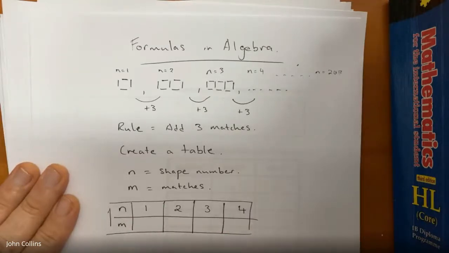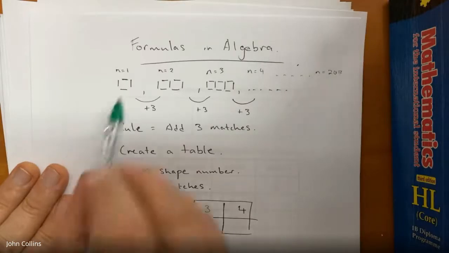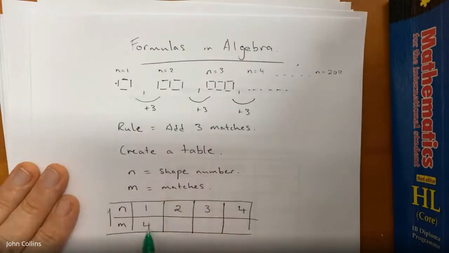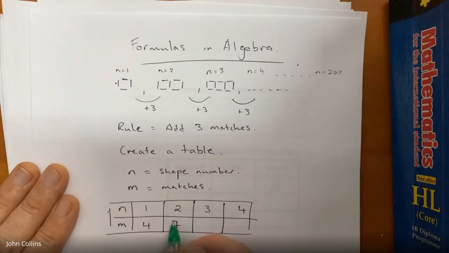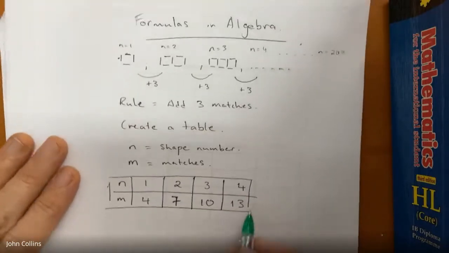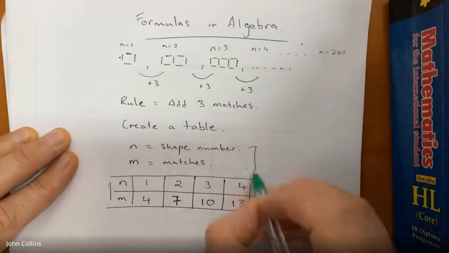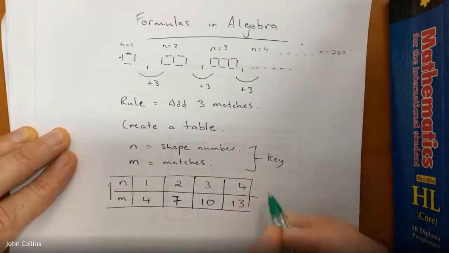Here is my table. Now I'm just going to count the number of matches. There's 1, 2, 3, 4 in the first one, and 1, 2, 3, 4, 5, 6, 7 in the second one. Then 10. You can count them up if you want, and then 13, because of my rule of adding 3. All right, so this is my table. This is called a key, and this is the table.